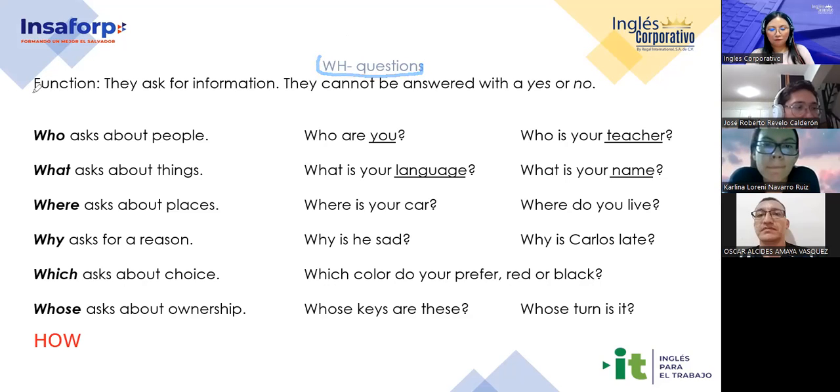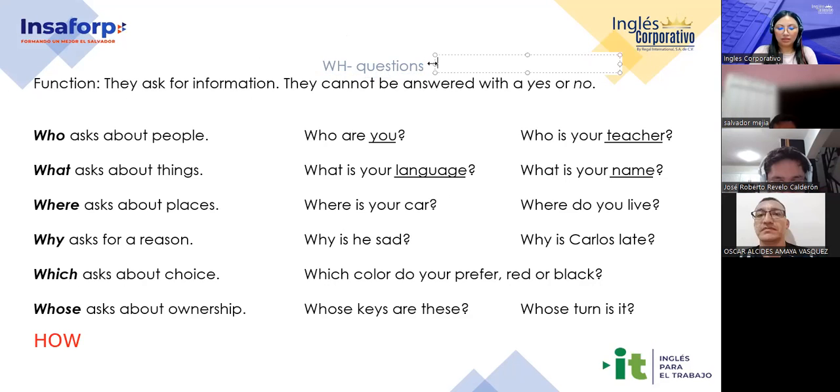What is the function? La función de estas palabras. The WH questions, as you may remember, they ask for information. Había otra forma de llamarlas: information questions. Por si alguna vez las identifican como information questions, son las mismas WH questions. Porque mi meta es preguntar, conseguir, traer esa información. As you may see, these WH questions cannot be answered with yes or no. Imposible responderlas con yes and no. Ese es otro grupo de preguntas.